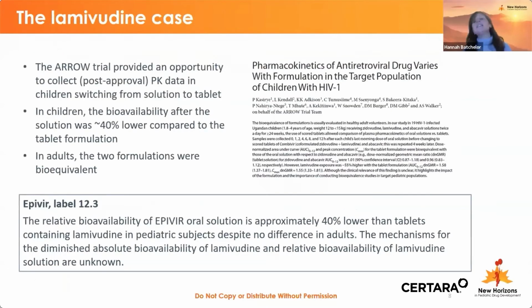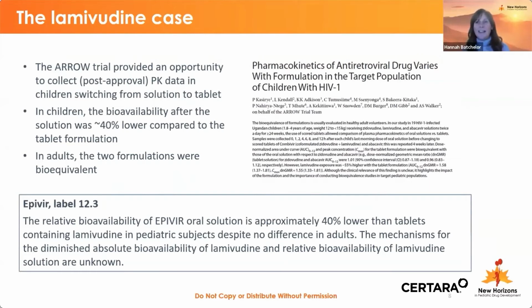So I'm presenting here on this slide a case study to show that this is a real risk that we should be considering. So for lamivudine, there was an ARROW clinical trial where it was exploring pharmacokinetic data in children who were switching from a solution to a tablet. And as you can see there in the bullet points, the bioavailability following the solution was lower in children compared to the tablet, whereas in adults, these two formulations were considered to be bioequivalent.